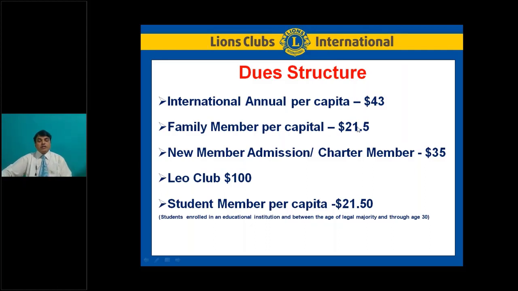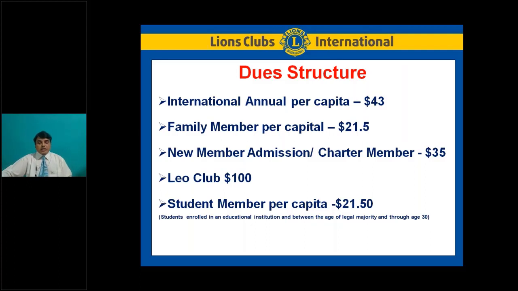So you need to have an idea, because the clubs will be having a lot of problems or issues when it comes to family membership. Sometimes they will go for regular membership and get $43 paid, so you need to have knowledge of how many people you need to add according to the family unit. And coming to the new member admission or charter member fee, that will be only once, and here you'll be charged $35. And this new member admission fee will be applicable even for a family member when they are getting into a family unit. When it comes to a Leo Club, the Leo Club levy fee will be paid by the parent club.